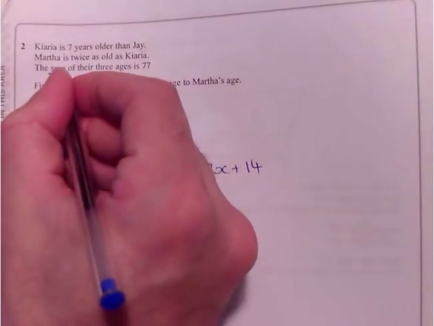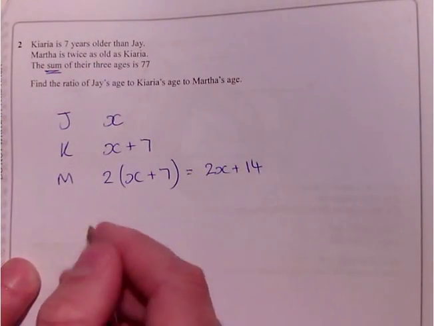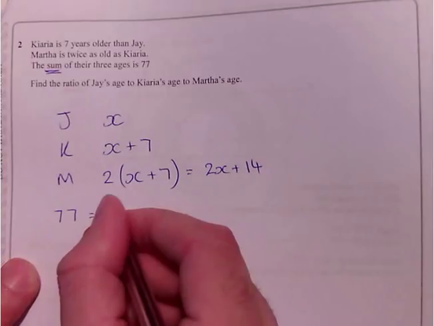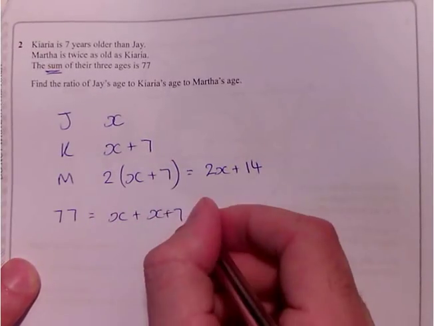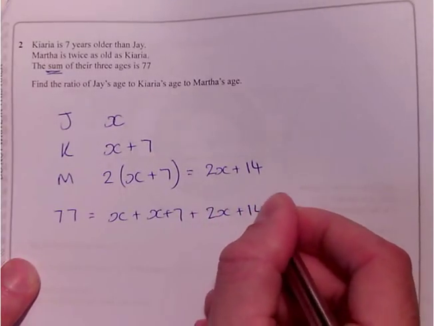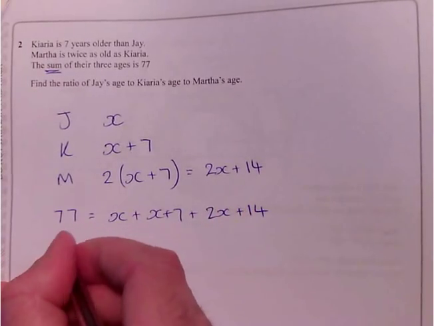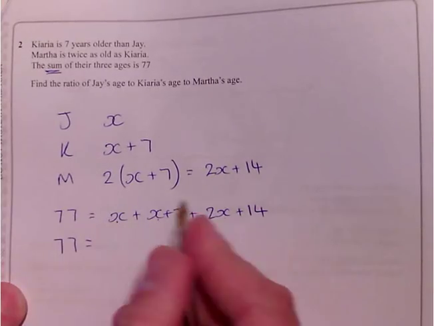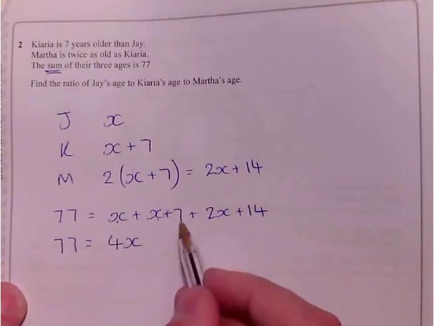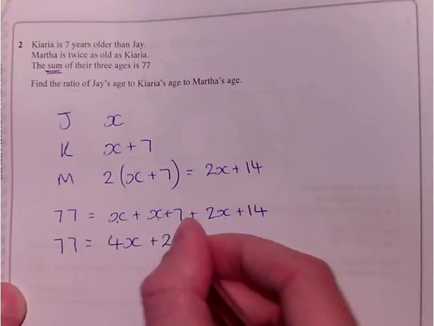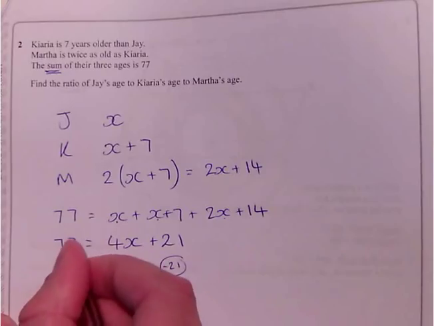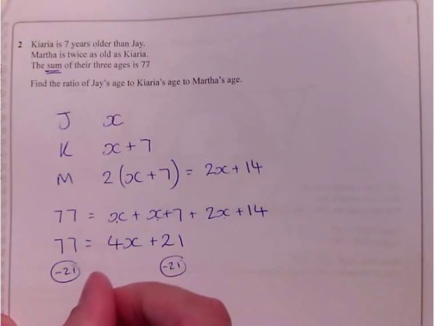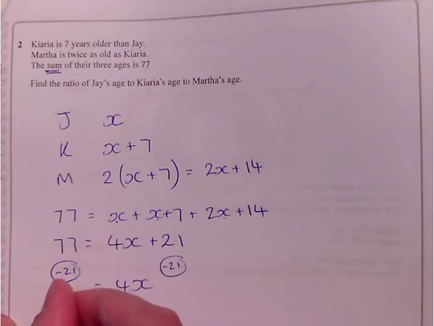And it said the sum of their three ages is 77. So 77 equals X plus 7, Kira's age, and Jay's age, plus 2X plus 14. Simplifying that gives me 77 equals X plus 2X is 3X, 7 add 14 is 21. Subtract 21 from both sides. And I get 4X. And I get 56.